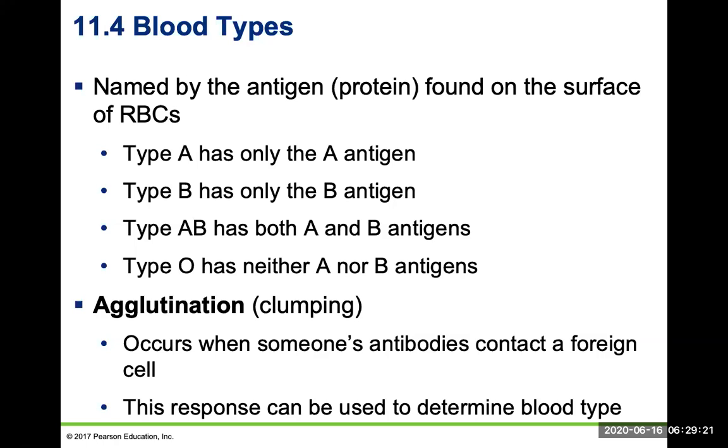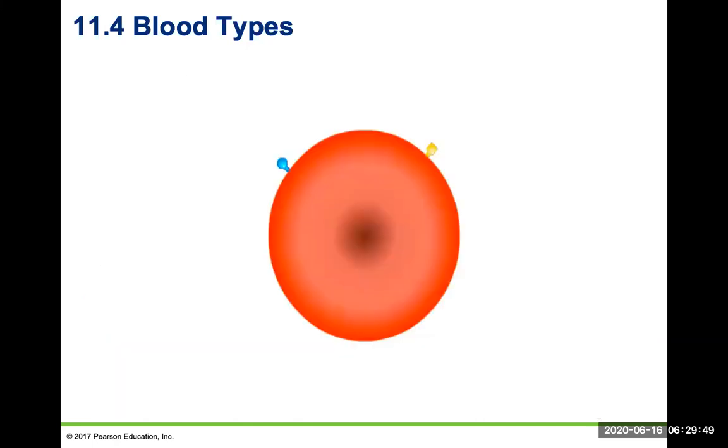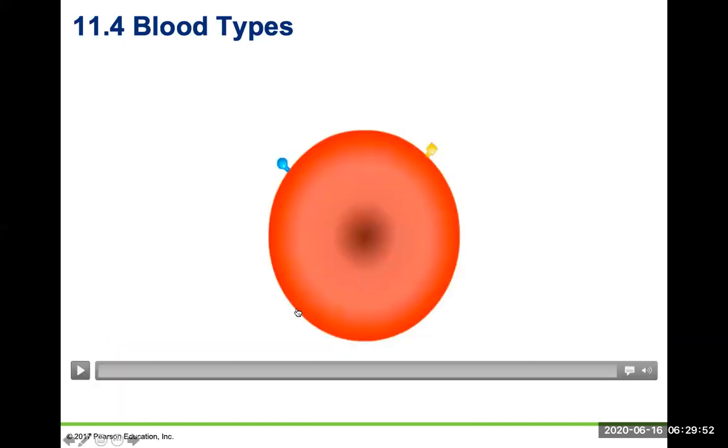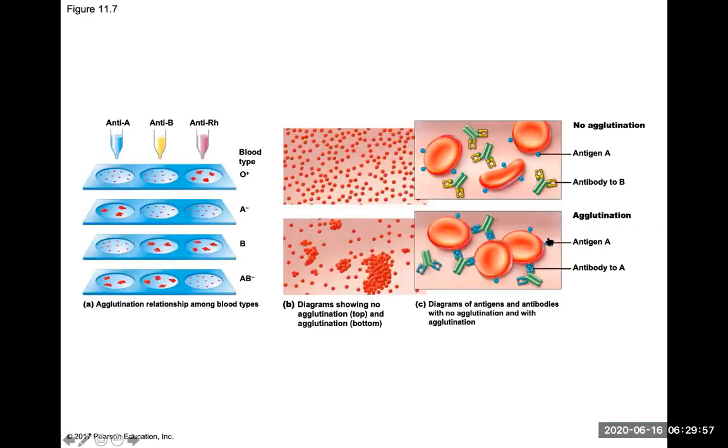Agglutination occurs when someone's antibodies contact a foreign cell. We all have antibodies in our plasma for the opposing antigens that we don't have on our red blood cells. So our antibodies will attack foreign antigens that it doesn't recognize as self. And when it attacks those, it'll reach on and hold on to them and cause clumping. This response can be used to determine blood type. I'll show you that, but I would encourage you guys to watch this video. It's a great video on blood typing.